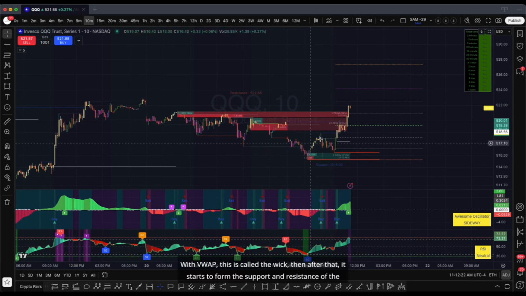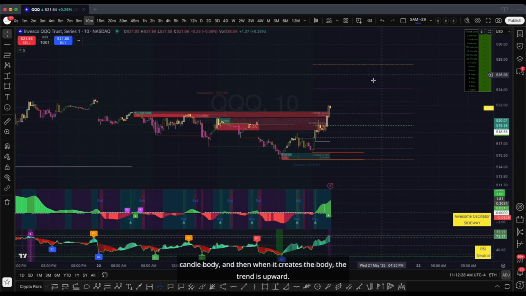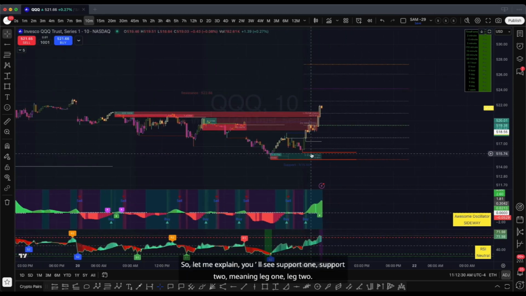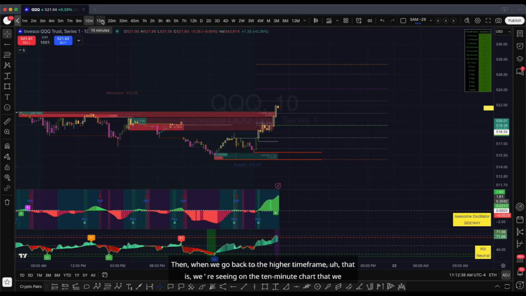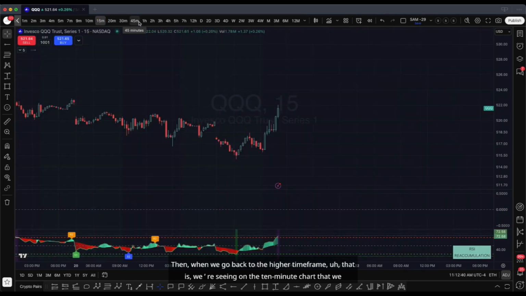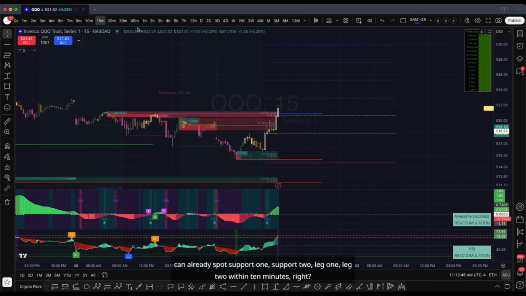With VWAP, this is called the wick. Then after that, it starts to form the support and resistance of the candle body. And then when it creates the body, the trend is upward, right? So let me explain. You see support 1, support 2, meaning leg 1, leg 2. Okay. Then when we go back to the higher time frame, we're seeing on the 10-minute chart that we can already spot support 1, support 2, leg 1, leg 2 within 10 minutes, right?